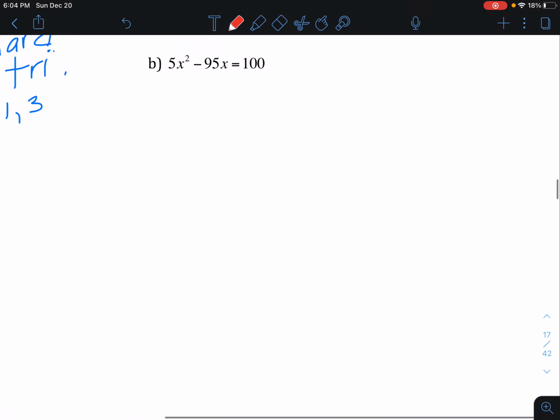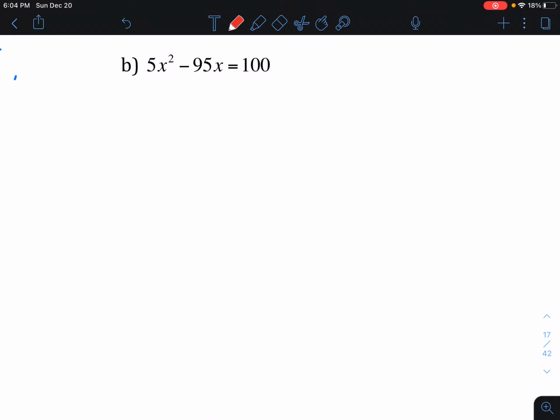Letter B. All right, what's your first step here going to be? You should have said make it equal to 0 or subtract 100. What's your next step going to be? You should have said GCF. Before I do that, that's a 95x. Should have said GCF.